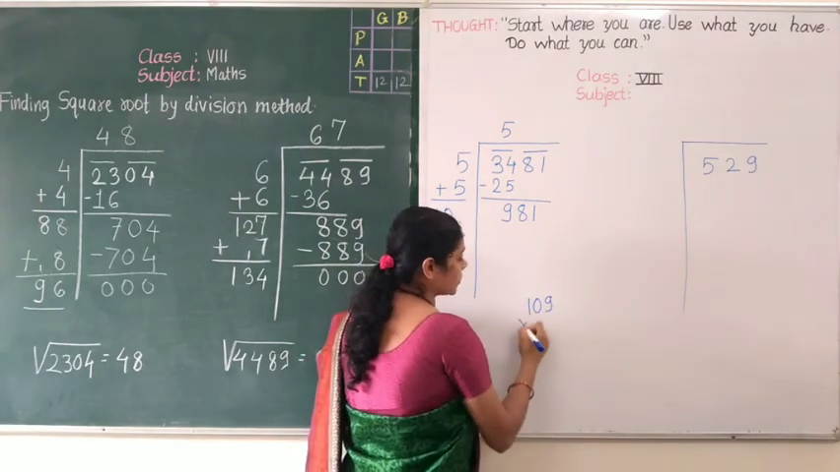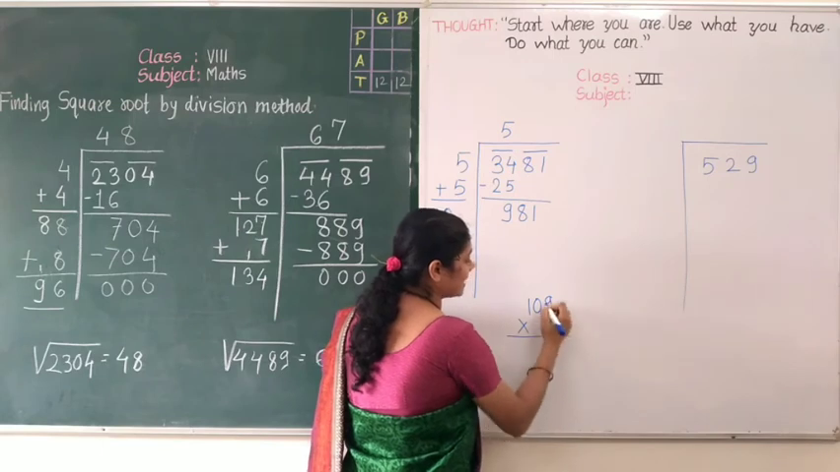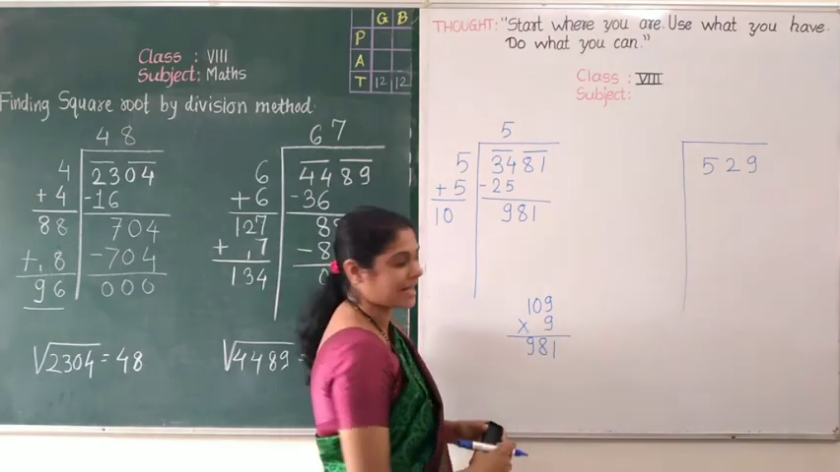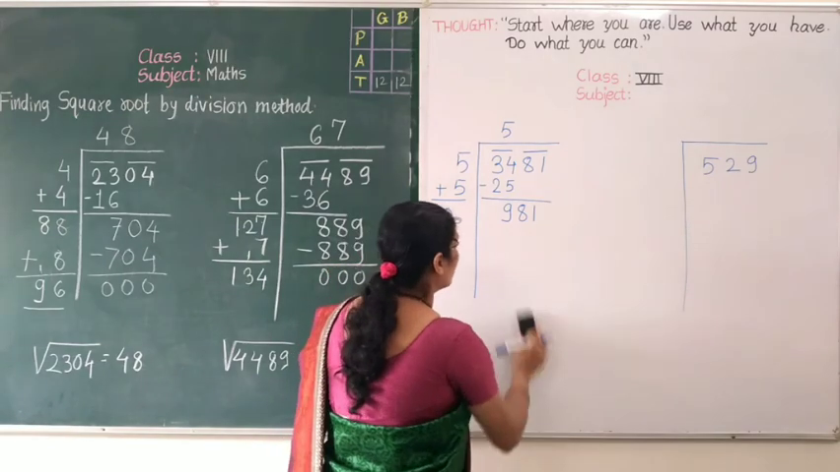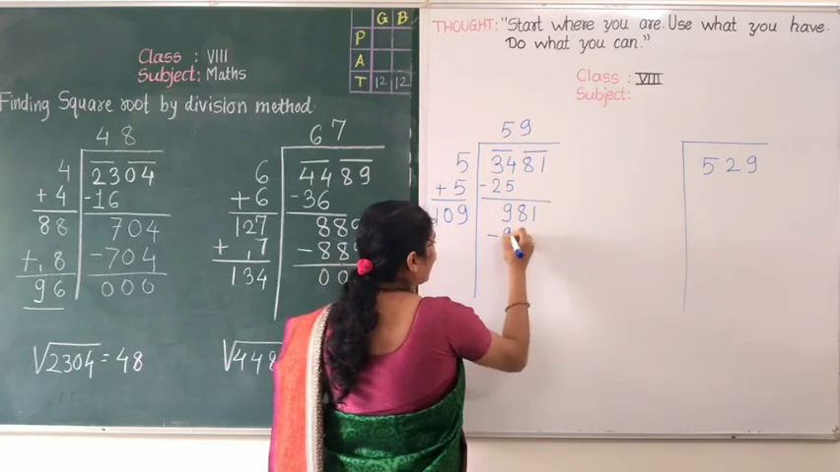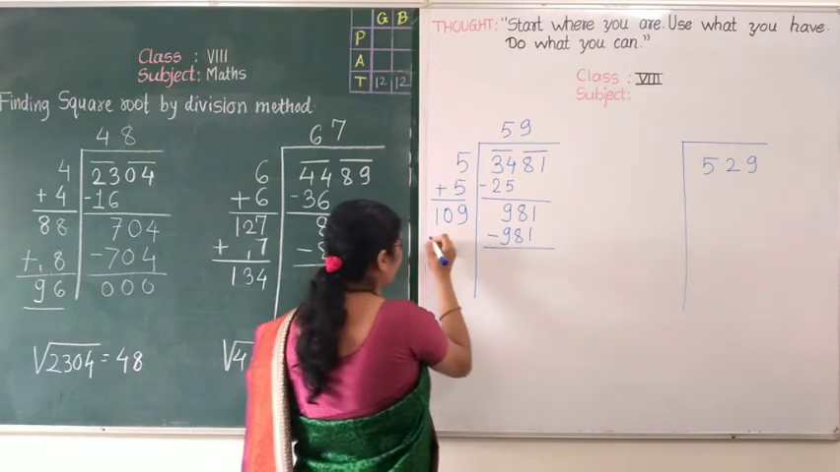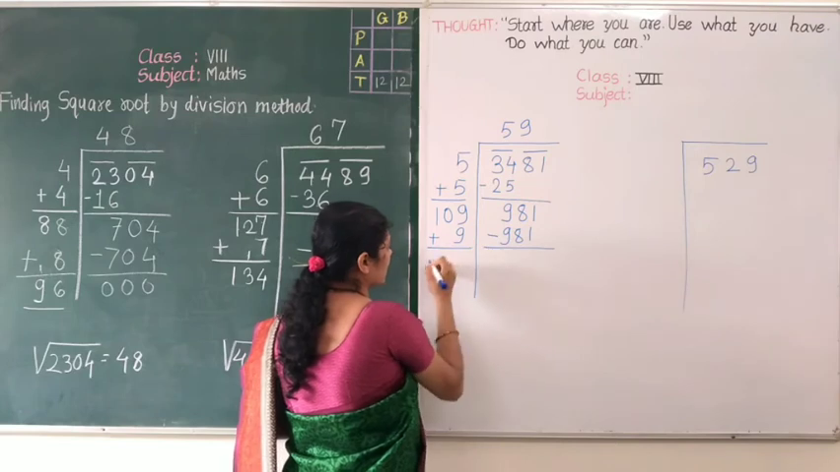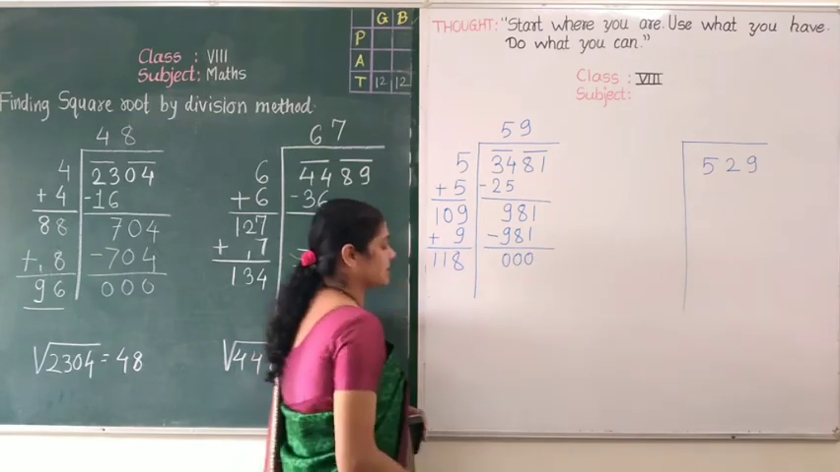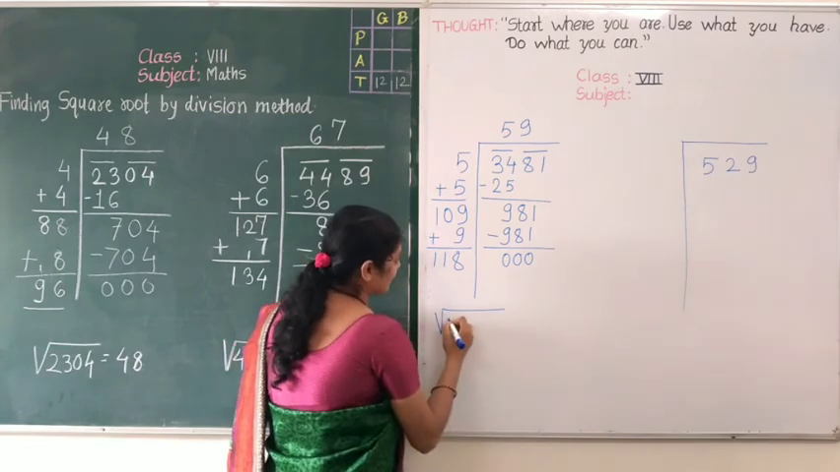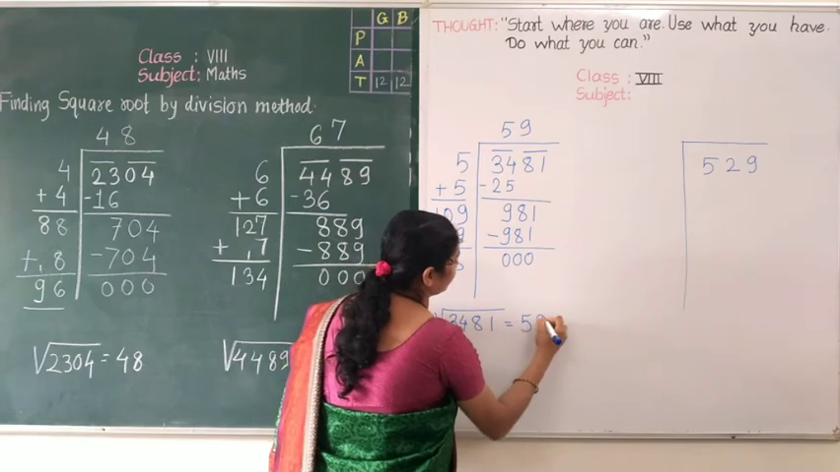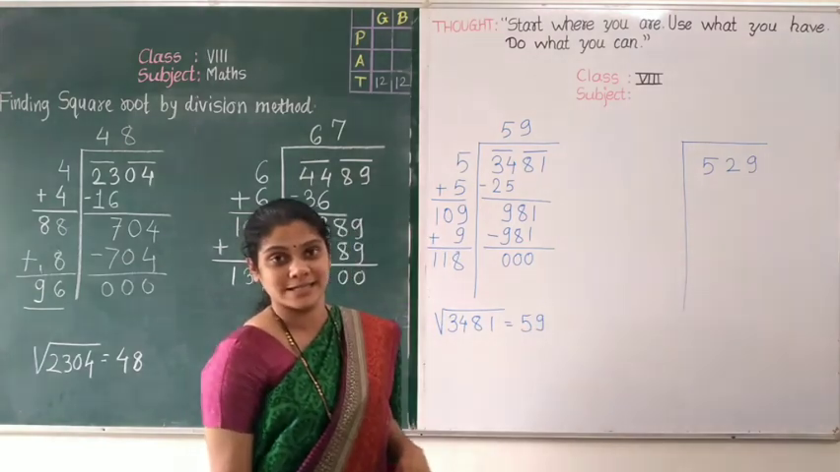That is 9. So multiply by 9. 9 9s are 81. 9 1s are 9. So you can see this, both numbers are the same. So we will write here 9, 9 and 981, and we have to do here plus 9. So 1 8 0 will come here and the subtraction is 0. So we can write out the answer, that is square root of 3481 is 59.